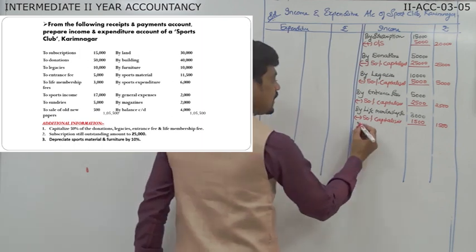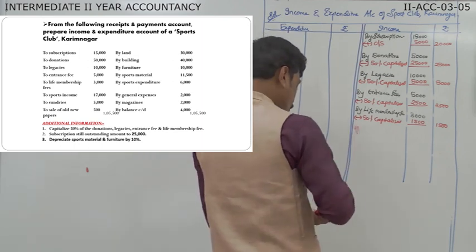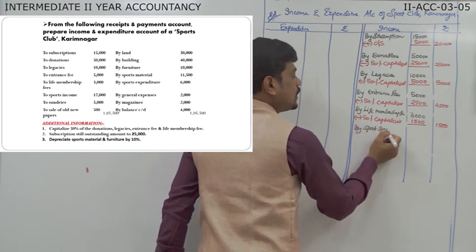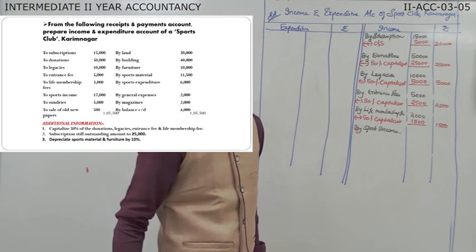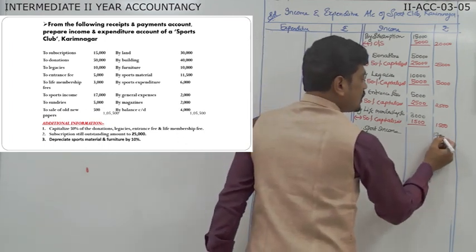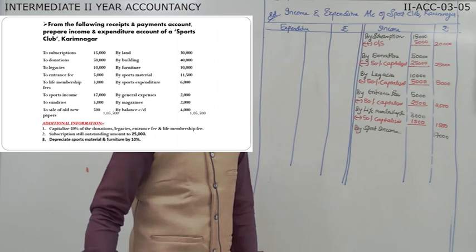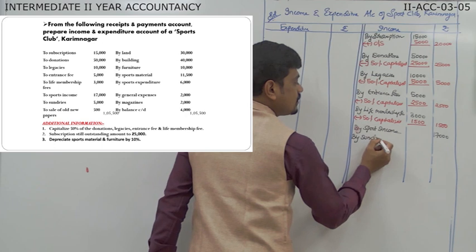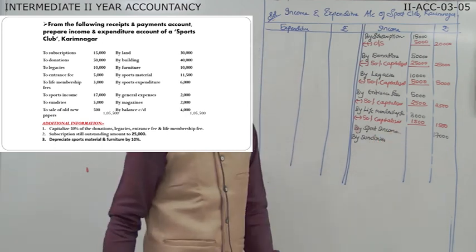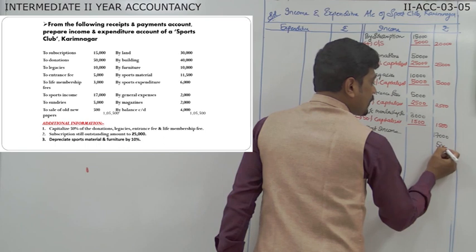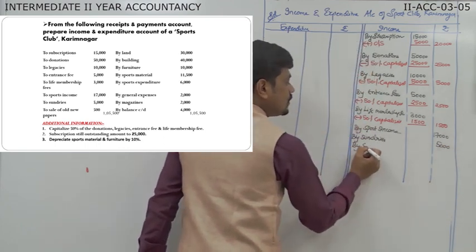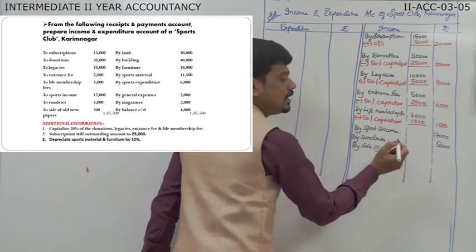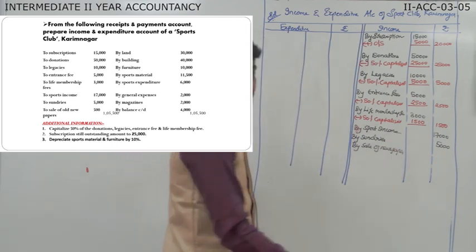Then sports income. By sports income. How much is the sports income given? 17,000. Then what is given? Sundries, meaning some other income. So by sundries, 5,000 they gave. And then they gave sale of newspaper. Old newspapers we might have sold, which is an income. By sale of old newspapers, 500.